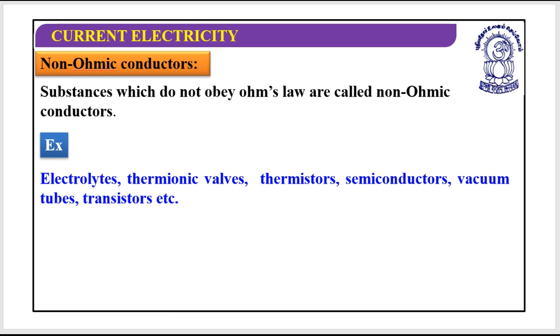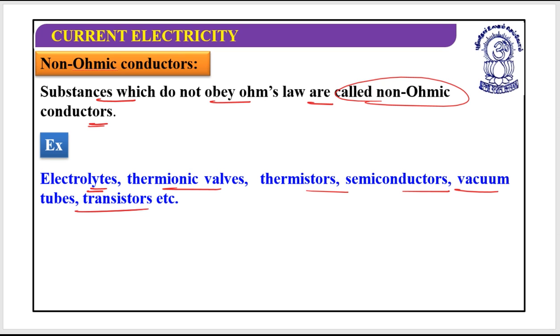Now let's look at the non-ohmic conductors. That means substances which do not obey Ohm's law. These are all considered non-ohmic conductors, such as electrolytes, thermionic valves, thermistors, semiconductors, vacuum tubes, transistors, etc. All those components which are made with the help of semiconductors can be considered non-ohmic conductors.